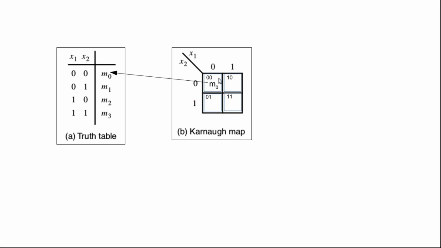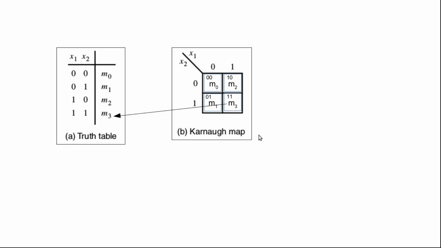Now when we have 0 0, we know it represents minterm 0. So actually this cell represents minterm 0. 1 0 represents minterm 2. So this cell represents minterm 2. In this cell, the input combination values is equal to 0 1, and 0 1 represents minterm 1. So this cell is for minterm 1. And finally, in the last cell, both x1 and x2 are equal to 1, and hence it represents minterm 3.